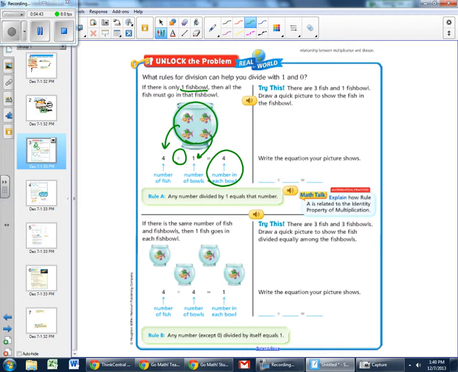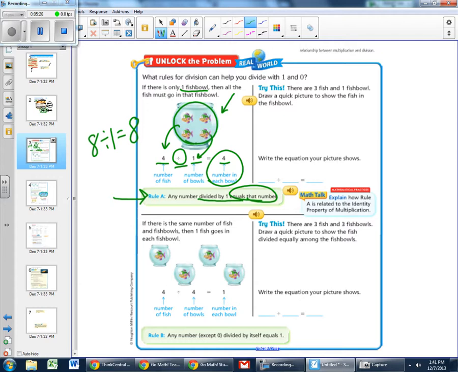So just looking at that problem, you should have already figured out that any number divided by 1 equals that number. So 4 divided by 1 is going to equal 4. If it's 8 divided by 1, it's going to equal 8. It's kind of like the identity property of multiplication, where the product of any number and 1 is that number. This time with division, when you divide by 1, it's still that number. Knowing that you had 4 fish that had to go into one bowl, you know that you needed 4 in that bowl.